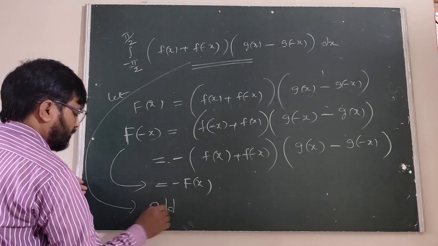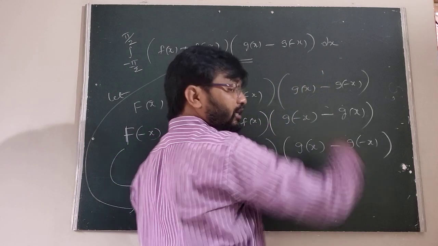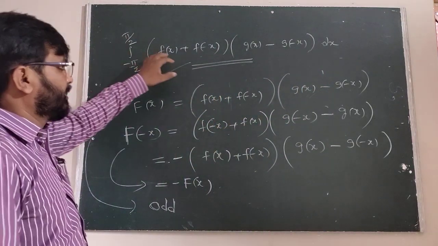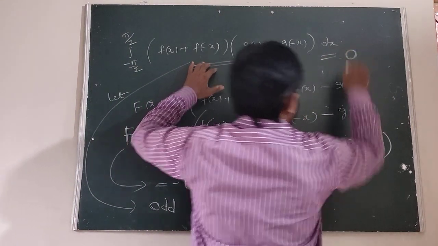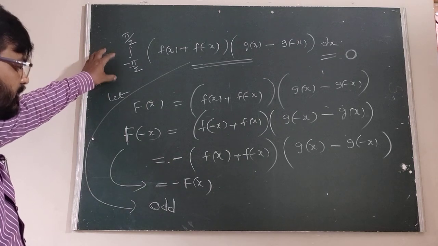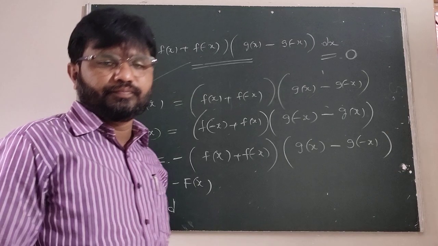When we have an odd function, undoubtedly we know that the even case we can write as twice the integral from 0 to pi by 2. When it is an odd function, undoubtedly its value is 0. Therefore, this is also 0. The integral value is 0. Is it clear? It is an odd function, its solution is 0.